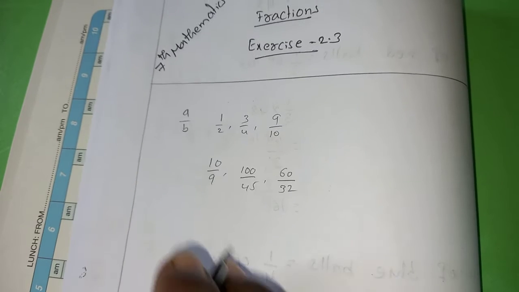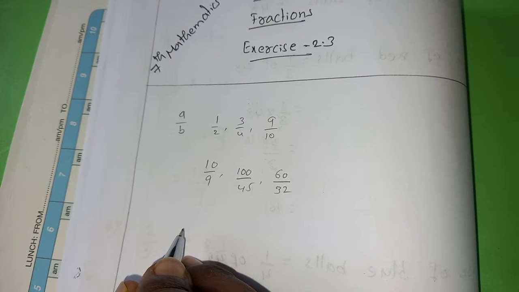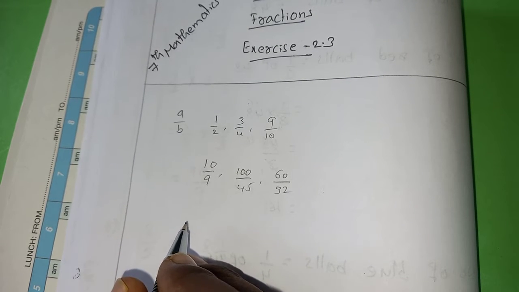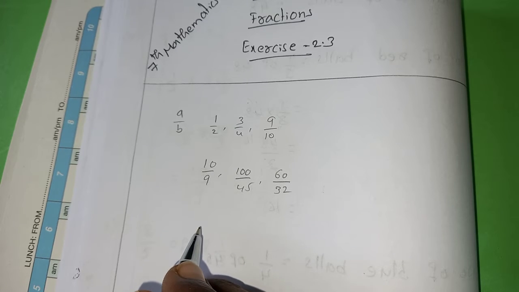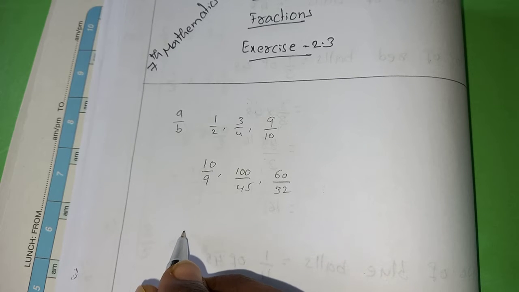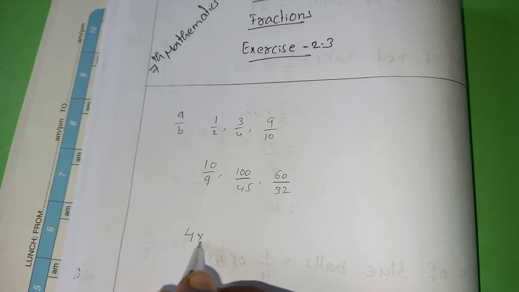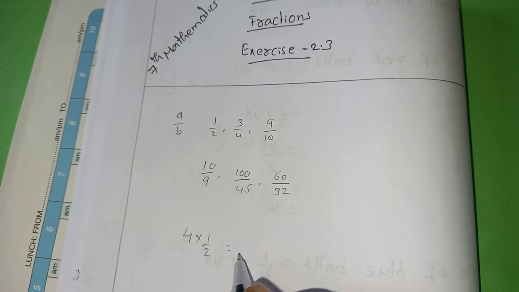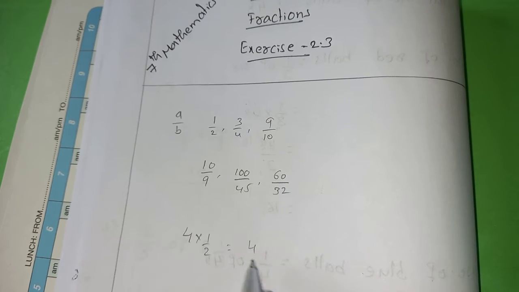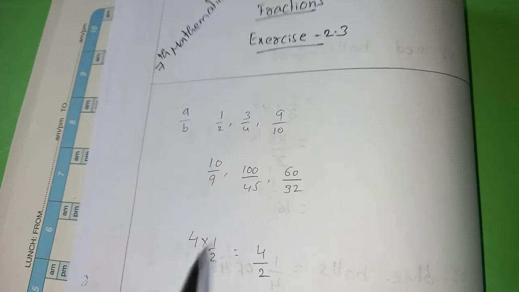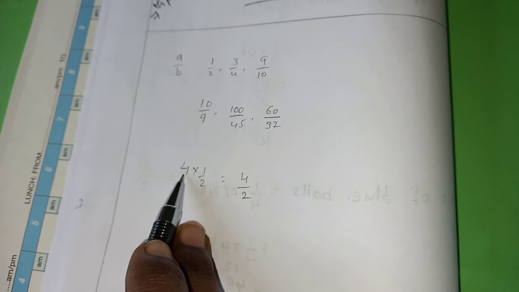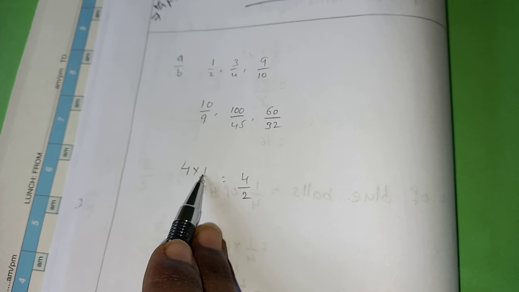And you already learned how to add fractions and how to multiply a fraction with a whole number. Everything we have learned, right? How to multiply a fraction with a whole number, for example 4 into 1 by 2. How to multiply these two? 4 ones are 4 and 2. So you can multiply a whole number with the numerator of a fraction.